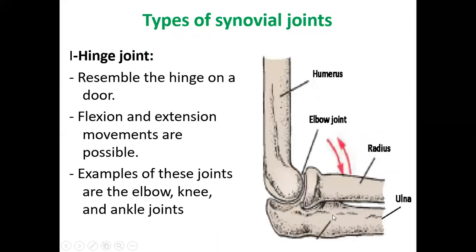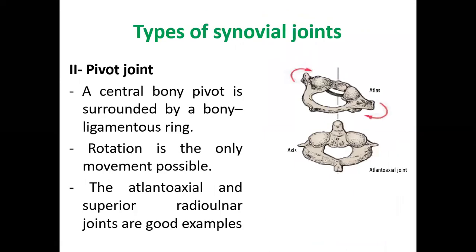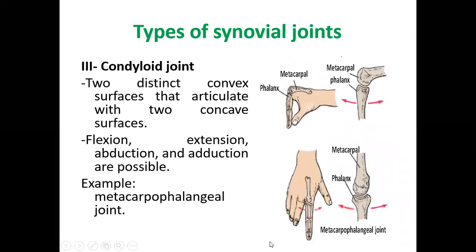If you see here, between these two bones, radius and ulna, there are movements which help in pronation and supination. Not this movement here, flexion and extension; that is for the hinge joint. But between only these two bones there are some movements which help in pronation and supination. So these are the examples of the pivot joint: one is the atlantoaxial joint and the other is the superior radioulnar joint.